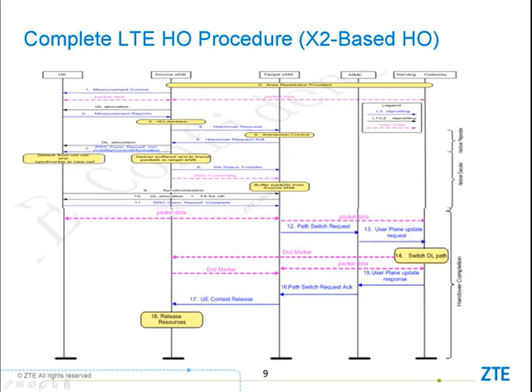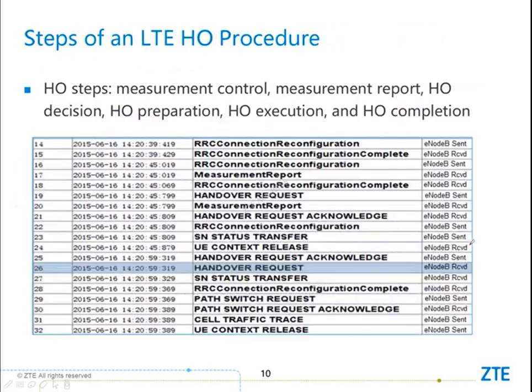So in total, we can see in LTE handover there are 3 steps. The first step is handover preparation. The second step is handover execution. The third step is handover completion. Okay, so this is the signaling flow of the handover procedure. I think it is the same, right?